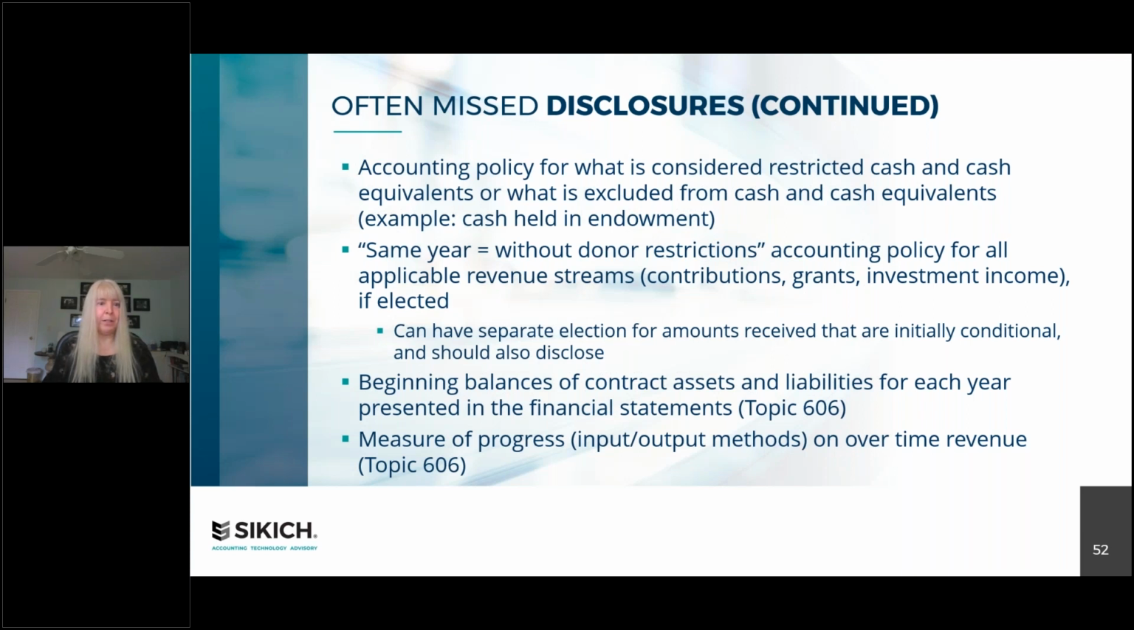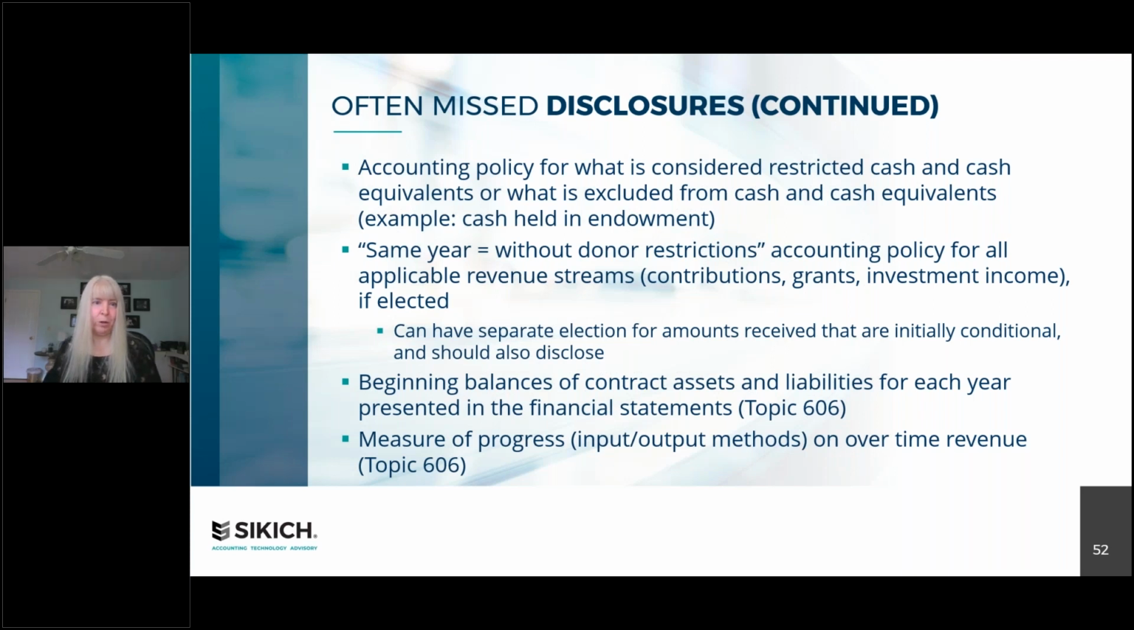With topic 606 being implemented, we sometimes see some missing or incomplete disclosures around topic 606. So your beginning balances of contract assets and liabilities for each year presented. So if you're presenting single year financial statements, you are showing the ending balance on the statement of financial position, but then you still need to disclose the beginning balance, which wouldn't be presented. And same for comparative statements. We often see that you're missing the beginning balance of the earliest year being presented in the statements.